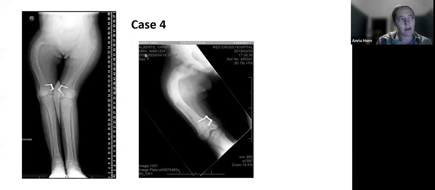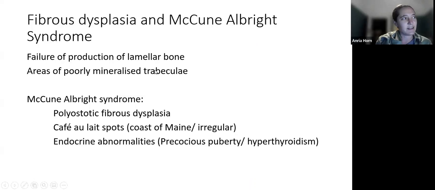Okay, so in big words, Kim, it is polyostotic fibrous dysplasia, cafe au lait spots, which is the coast of Maine, is the irregular one. Again, I hate this whole coast of Maine, coast of California nonsense, because what normal South African knows what the map of the USA looks like to this extent. But it's irregular spots as opposed to neurofibromatosis that has smooth edges, and then they get endocrine abnormalities. So always precocious puberty, and then hyperthyroidism is the other one they frequently get.